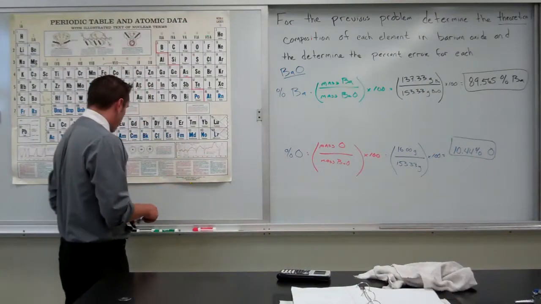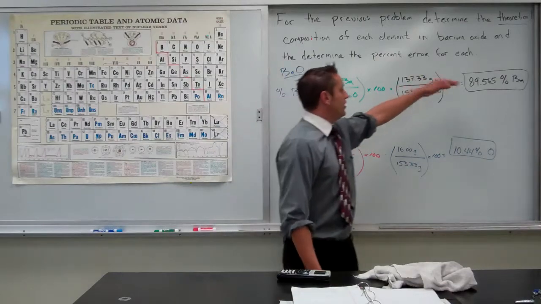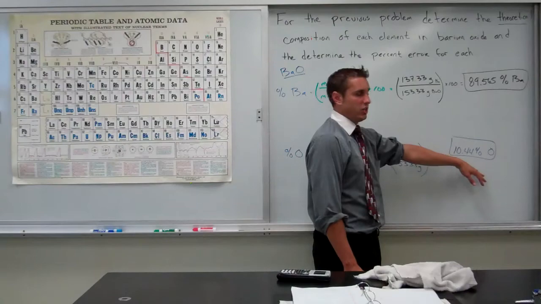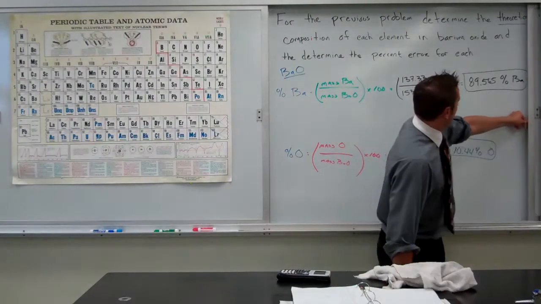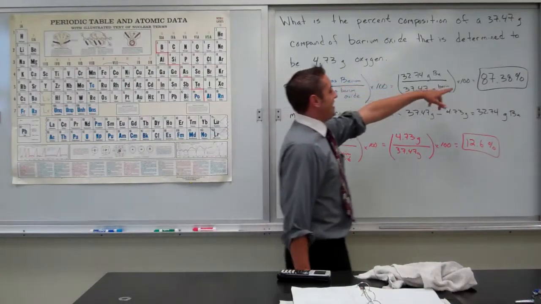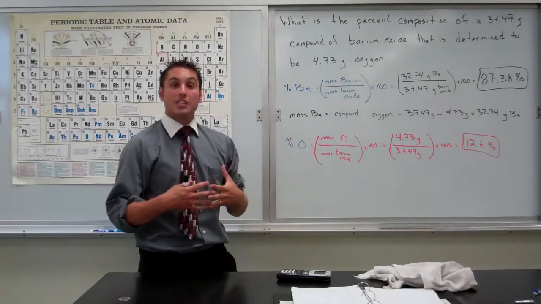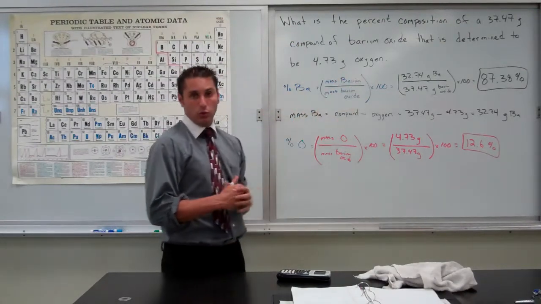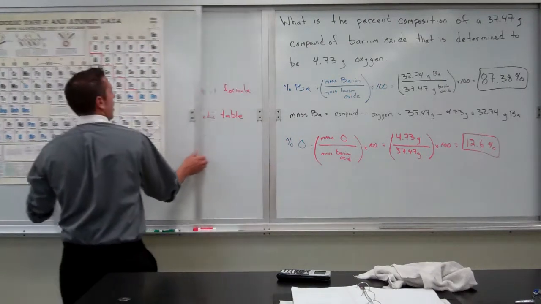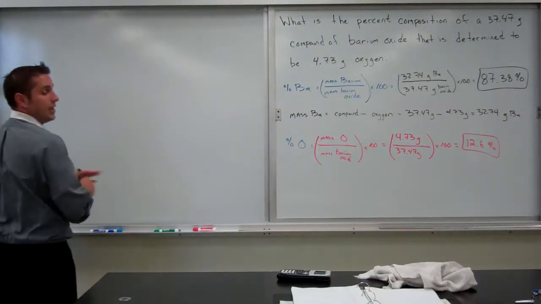So to finish out this problem, the question wants to know, what was my percent error? I should have determined that it was 89% barium and 10% oxygen. What I actually found when I did it was that it was 87% barium and 12% oxygen. So obviously there was some error in my experimental values. How we do a percent error problem is the same way we've done percent error from the beginning of the year.